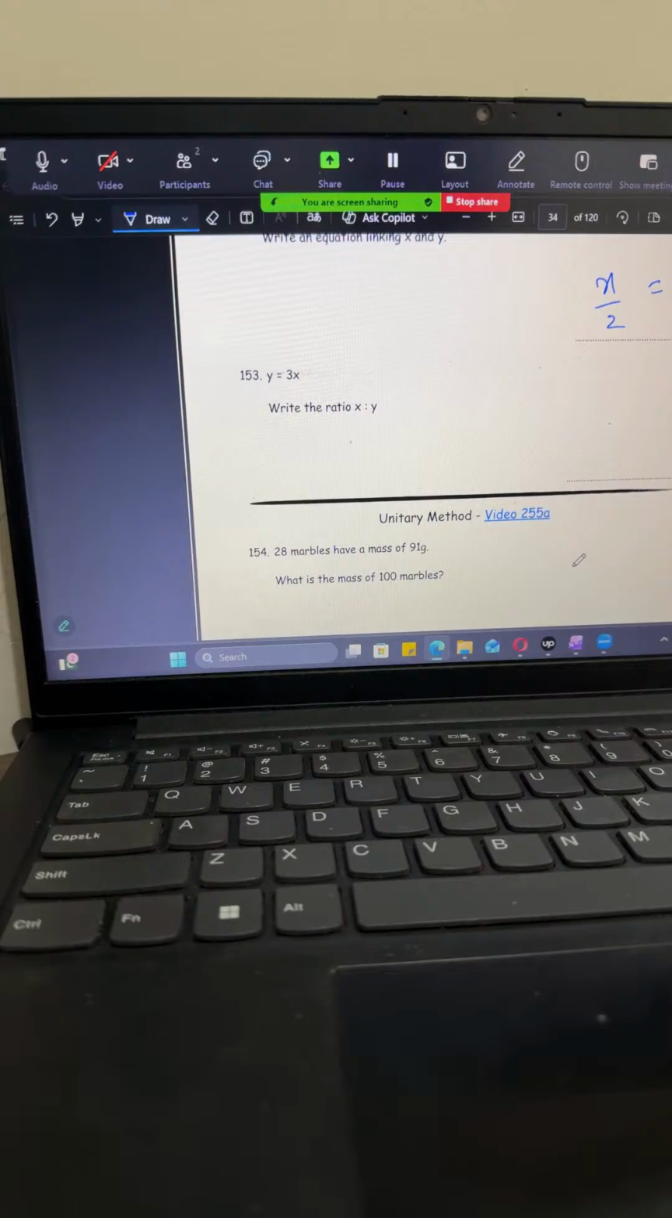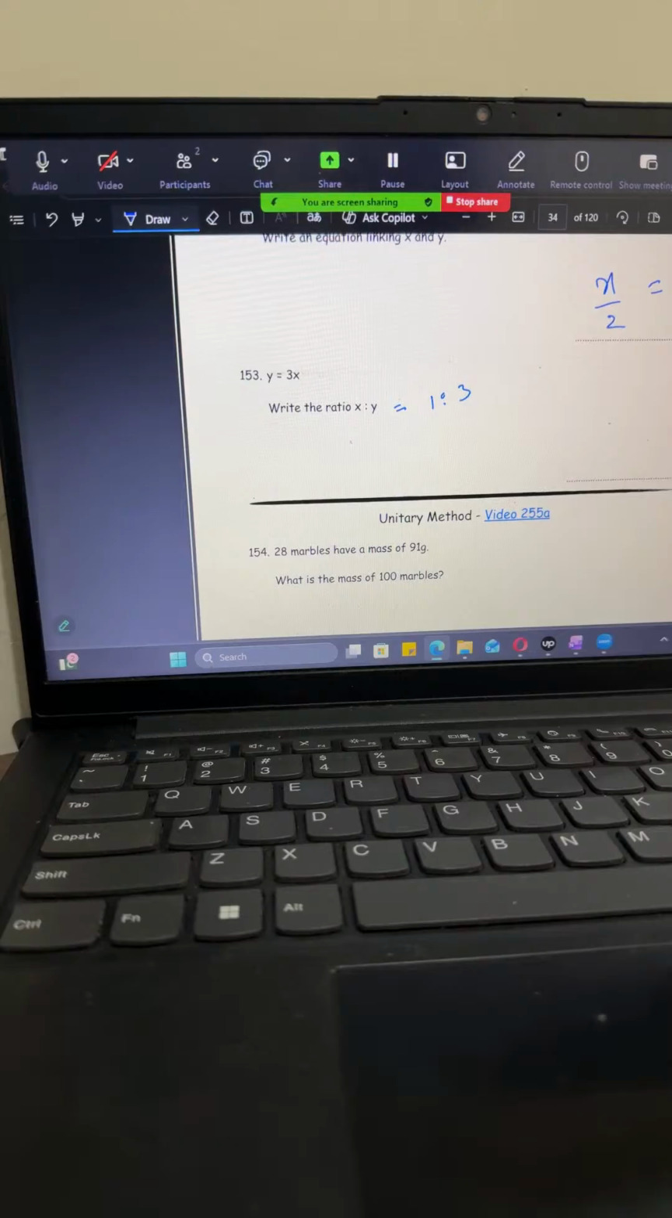x to y is equal to 1 to 3. Oh, okay. So when x is 1, y is going to be 3, right? Yeah. I didn't know that x would just be 1 by itself. I thought it would be any number, and then y would always be 3 times that number.